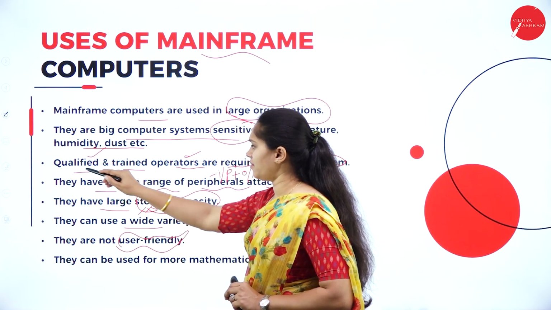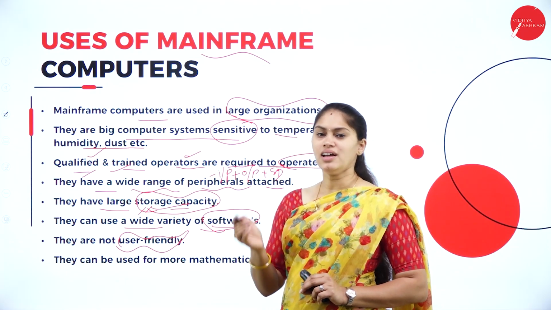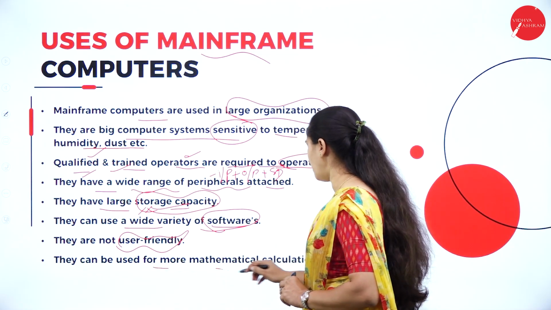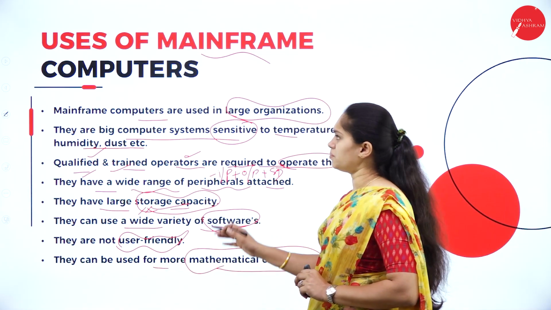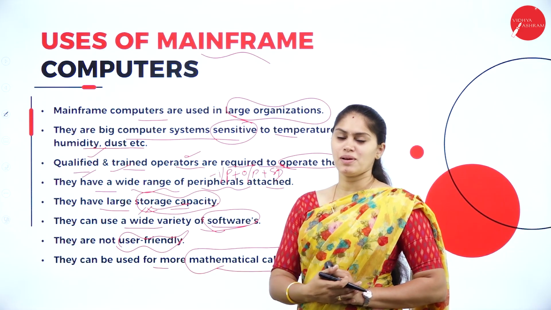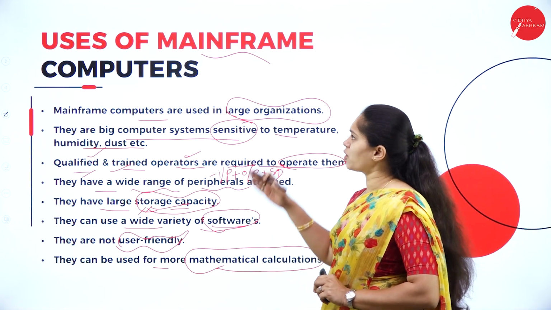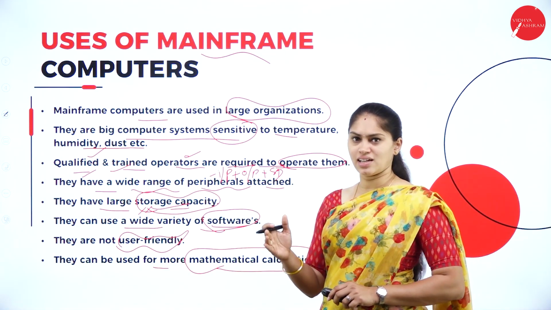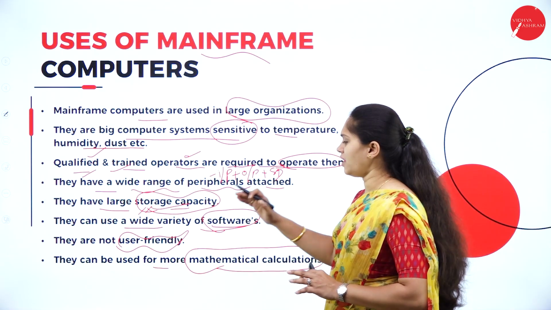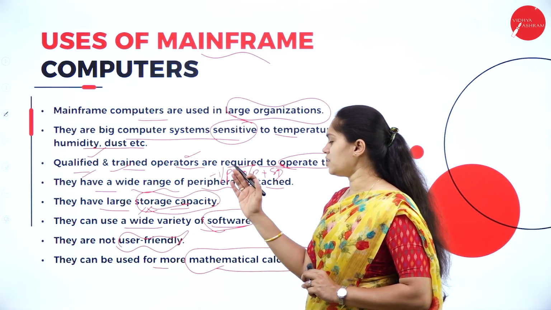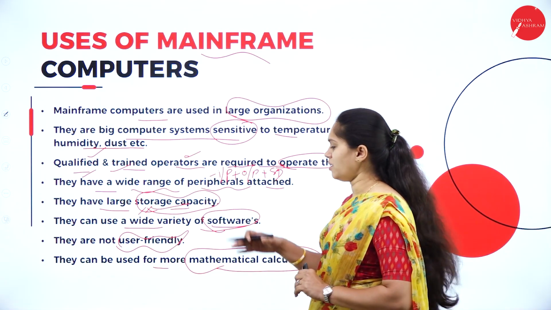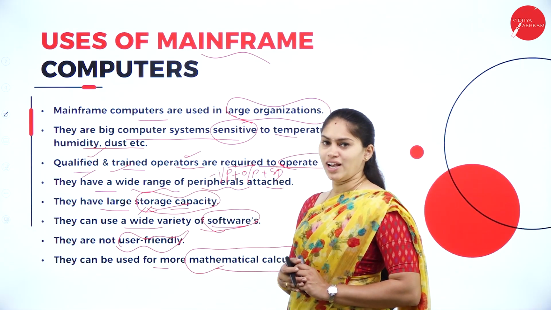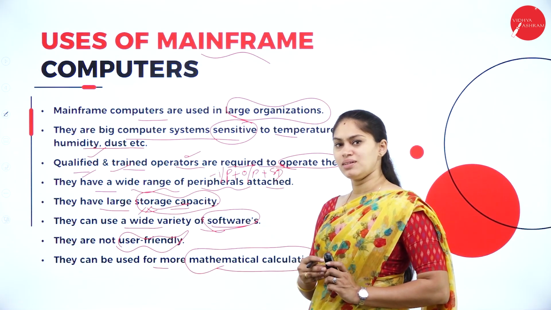That is the reason we require a qualified and trained operator in order to work with this mainframe computer, and they can also be used for more mathematical calculation. For the purpose of aeronautics and air traffic control, we are going to use this mainframe computer. So it is not meant for a particular task or function. We can use this mainframe computer for a wide variety of different applications, but it is not user friendly. You must get trained or qualified in order to use mainframe computers.